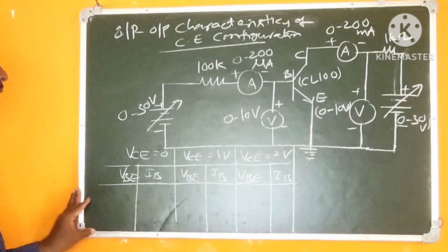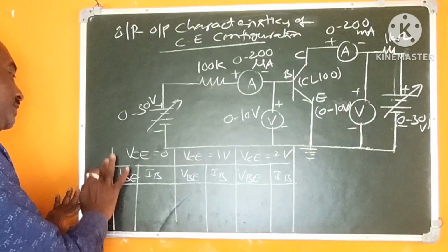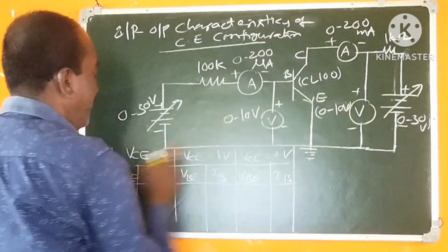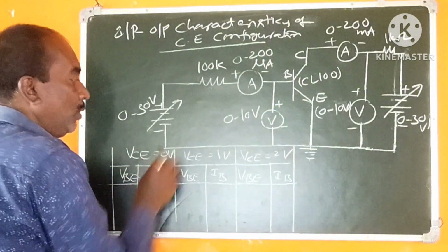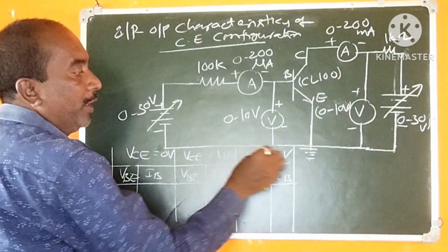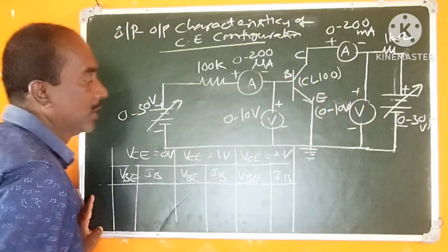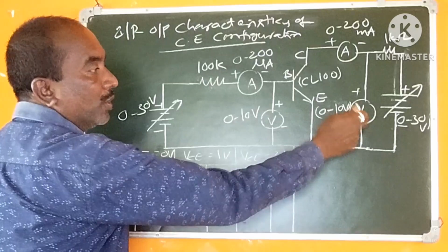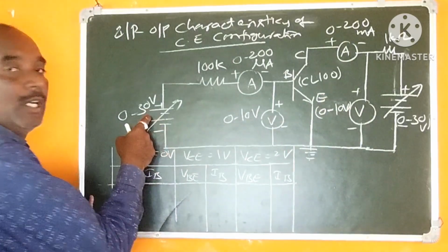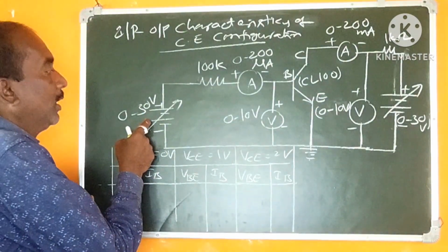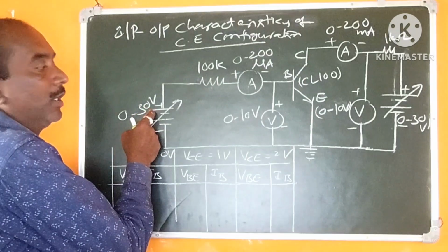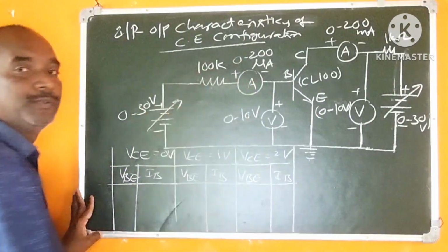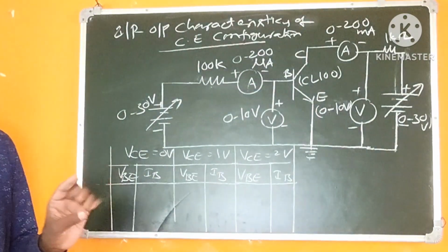So in order to find the input characteristics, the output voltage is to be maintained constant. Initially it is 0 volts, then it is to be kept at 1 volt, then at 2 volts. If it is kept at 0 volts, vary this power supply from 0 to 30. Note down the corresponding readings of ammeter and voltmeter.